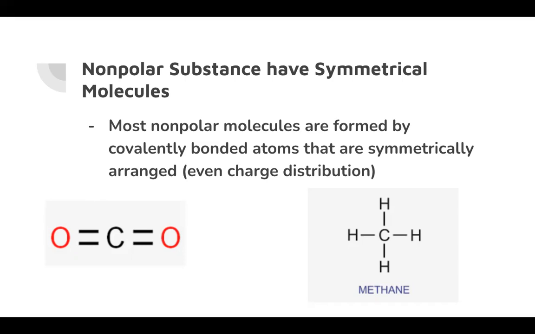A good example of that is carbon dioxide, which is on the left side there, and then methane, which is on the right. These are symmetrical. They also tend to have an even charge distribution, which just means that their electronegativity values are very close to one another. And because of that, they don't demonstrate an excessive pull for the electrons.